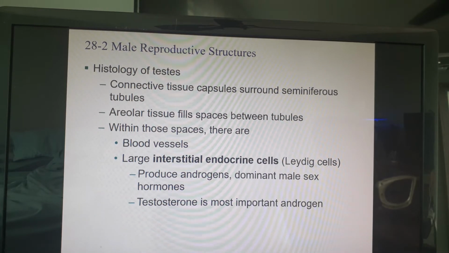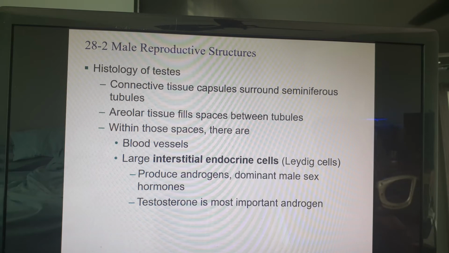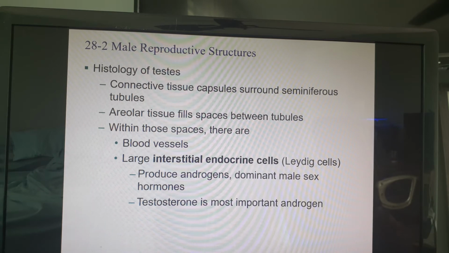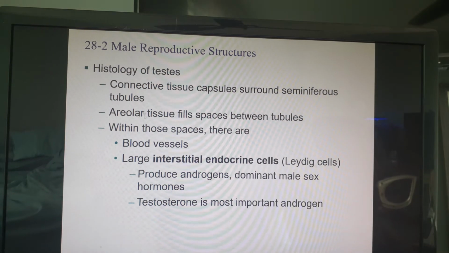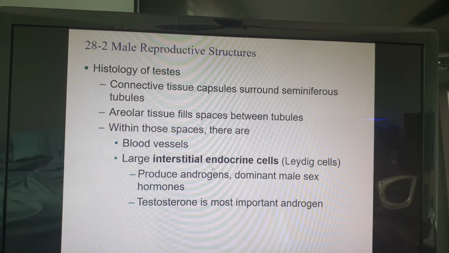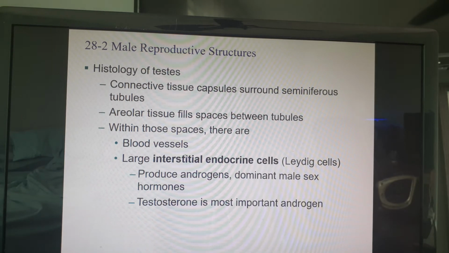Okay, so the histology of the testes. Again, we have connective tissue capsules around the tubules. We have areolar tissue, so we're going to have macrophages, collagen fibers, and elastin fibers. Inside the areolar tissue, we're going to have blood vessels, and some very important cells called the interstitial endocrine cells. Older books may call them the Leydig cells. These are the ones that produce the androgens, primarily testosterone.